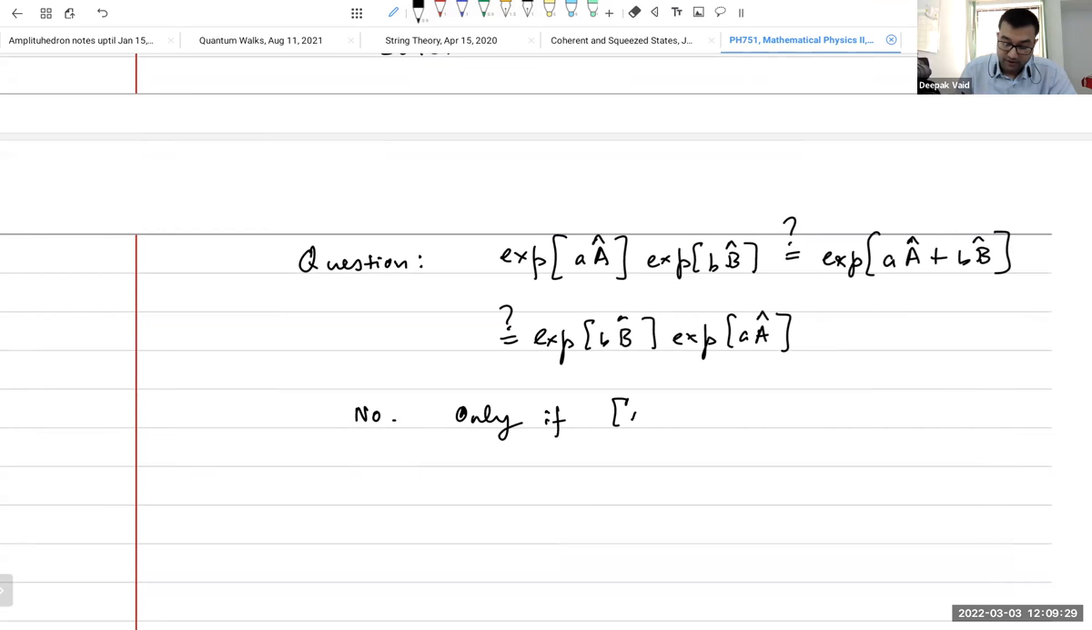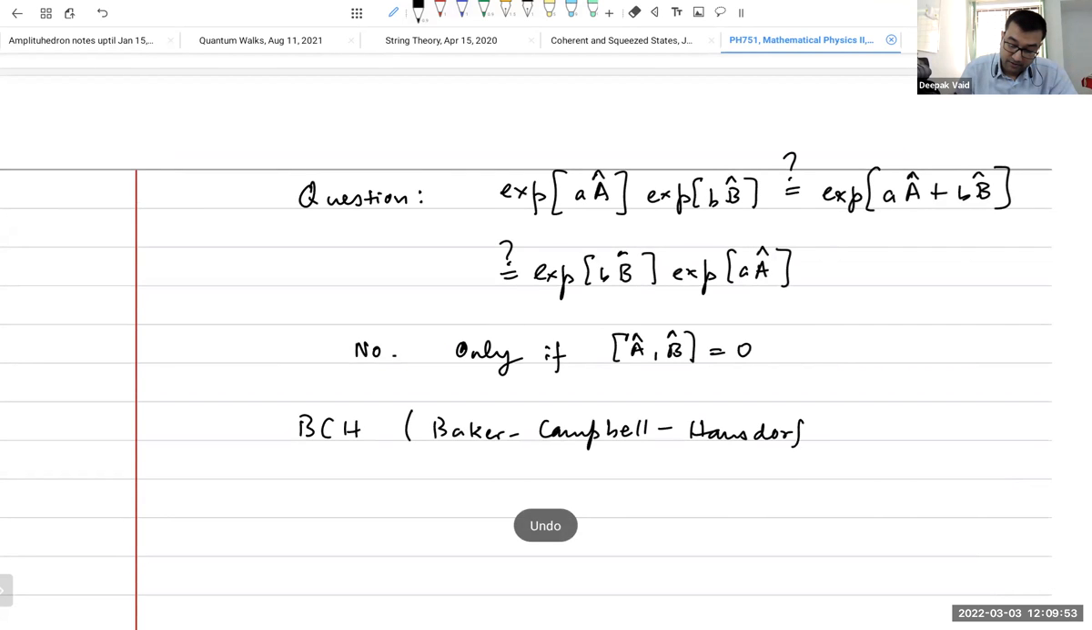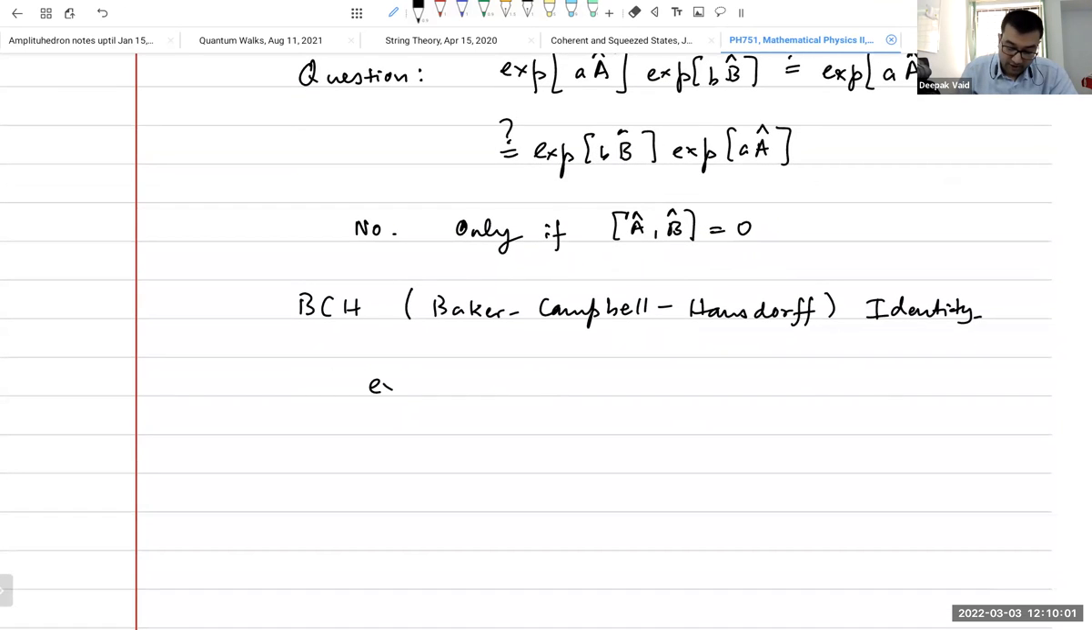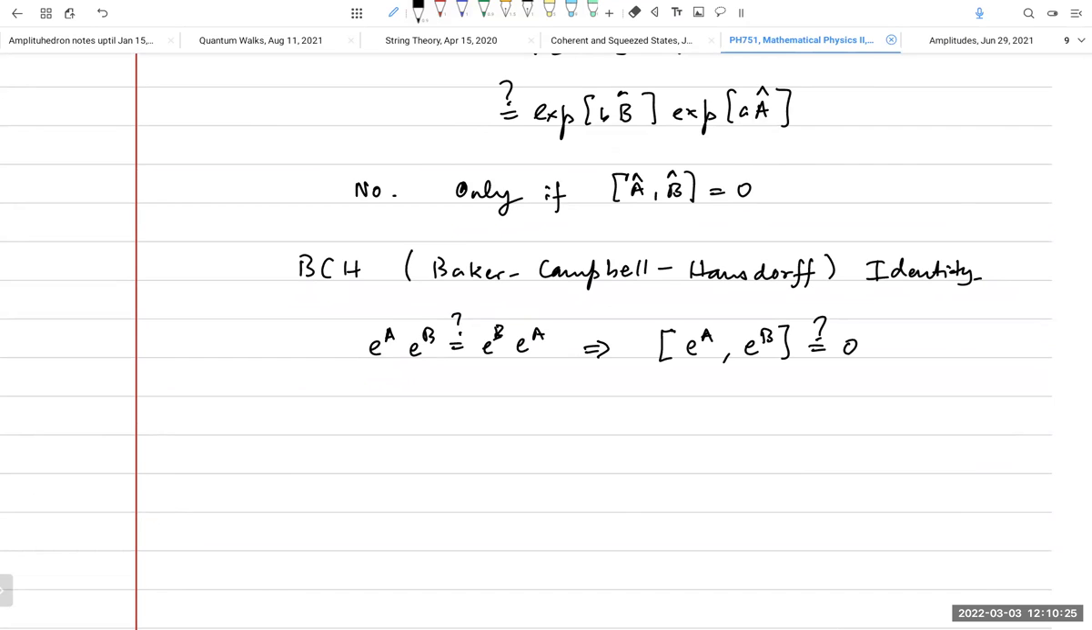Only if the commutator of A and B is zero. Otherwise, you have to use something called the BCH, the Baker-Campbell-Hausdorff identity. What is the reason for this? Let's say you have two operators. The question is whether e^A times e^B equals e^B times e^A, that is, whether e^A and e^B commute.